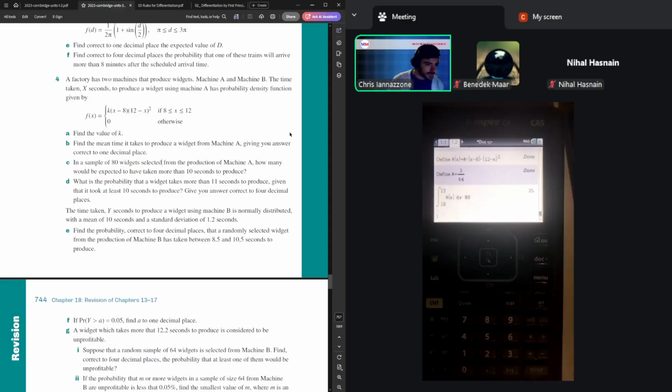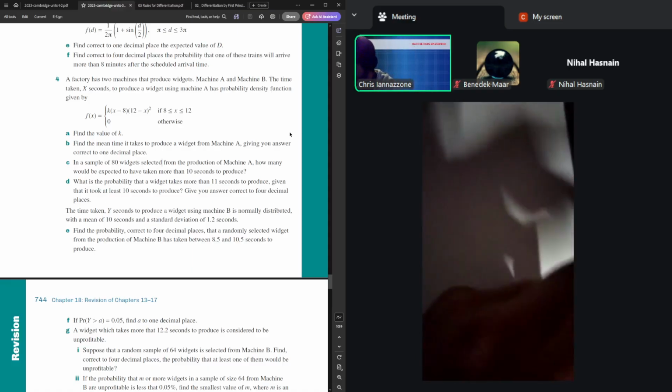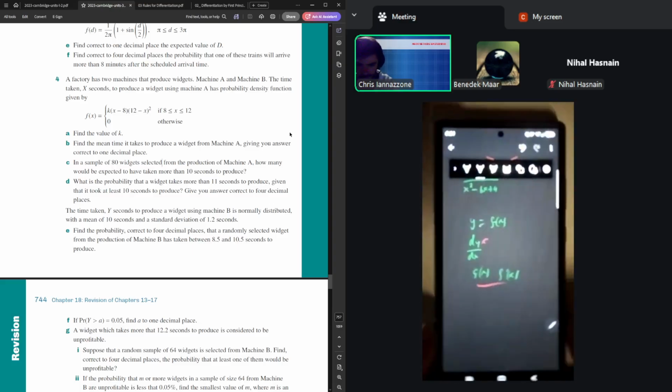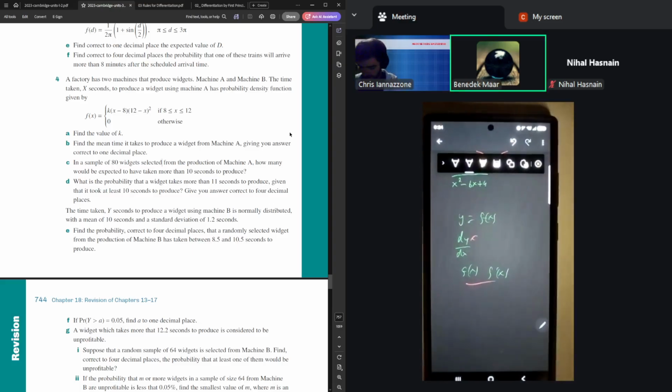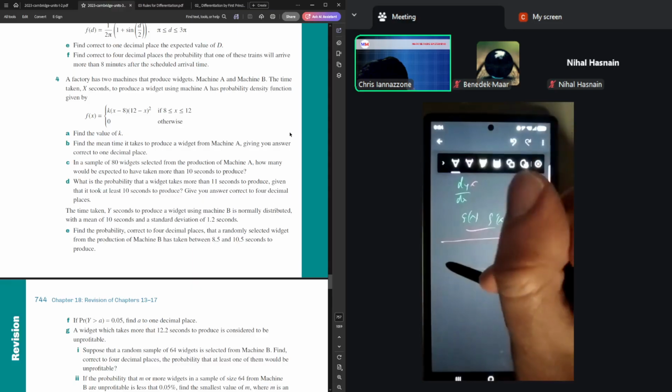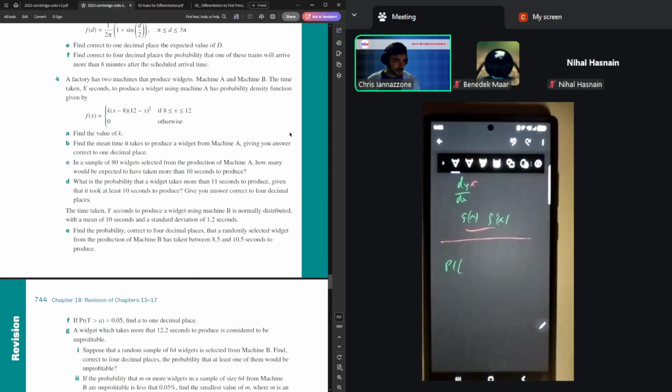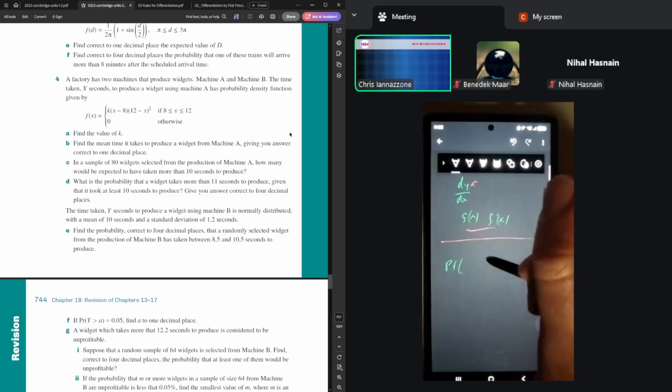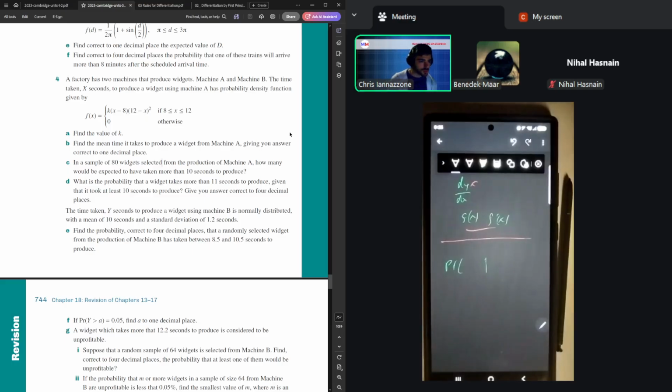What is the probability that a widget takes more than 11 seconds to produce, given that it took at least 10 seconds to produce? Very common wording. What's that reminding us of? Conditional. Conditional probability. Perfect. So, conditional probability formula. Let's make sure we get it the right way around. So, what's going to go on the left-hand side and what's going to go on the right-hand side of the conditional probability statement?